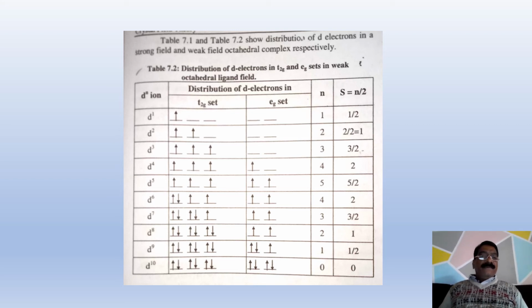Thus we see in the strong field and weak field how the electrons enter the t2g and eg sets of the d orbitals, and their number of unpaired electrons and their spin is calculated here.